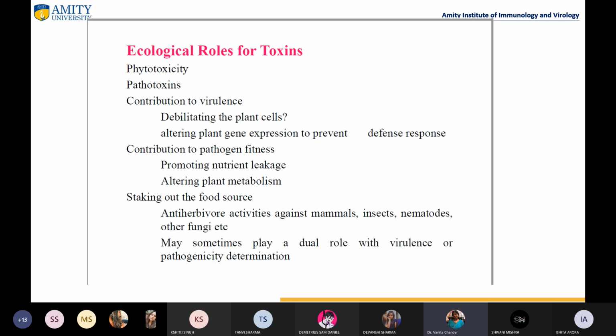The question mark is here because this is still not very clear. They say it could happen, but it is still not very clear, and it can contribute to the pathogen's fitness also. It can alter the plant metabolism also, right? So again, it can play a dual role with virulence or pathogenicity determinants. These toxins can play these kinds of roles also.